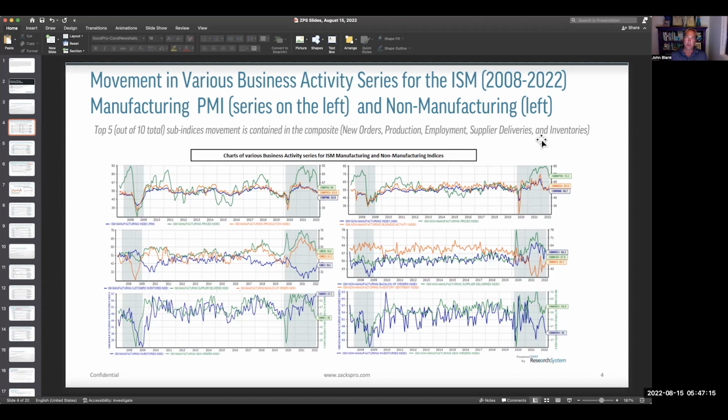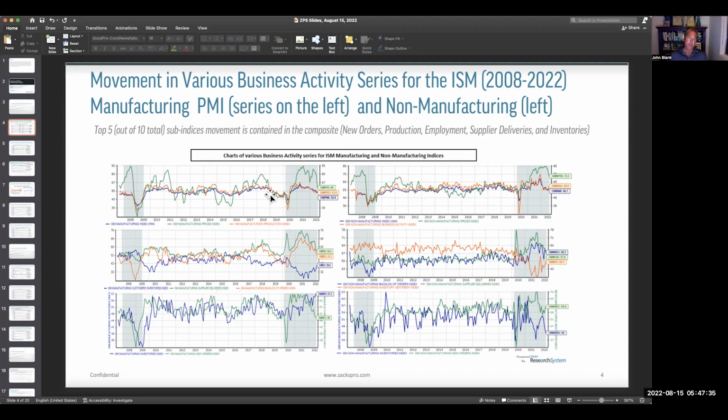I wrote all of those up here. These are 5 of the 10 sub-indices that make up the composite. So do not understand the composite to contain 10 sub-indices. They collect 10, but only 5 (new orders, production, employment, supplier deliveries, and inventories) are contained in the composite.